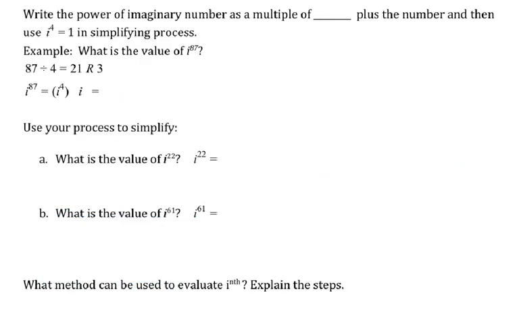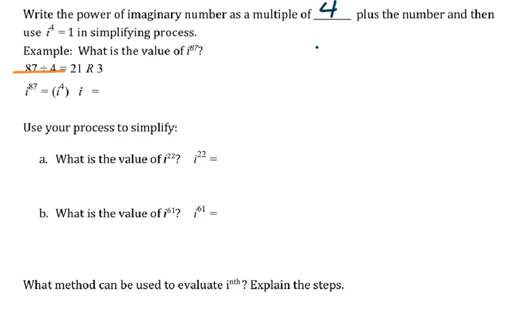So when simplifying imaginary numbers, we want to rewrite it in the lowest terms possible. So we're going to always rewrite the power of the imaginary number as a multiple of 4 plus the number, and then use I to the fourth is equal to 1, which is an easy computation and simplifying process. So for example, if I have I to the 87th power, I'm going to take 87 and divide by 4. And I know that 4 goes into 87 21 times, and I have a remainder of 3.